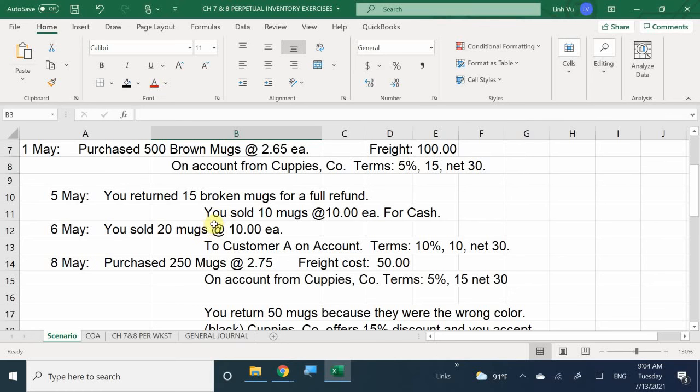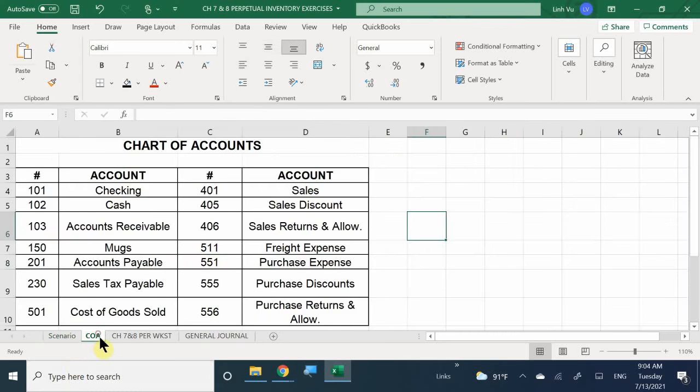Sold 20 mugs for $10 each, which would be $200. To whom? To customer A. And we gave customer A some terms. So here we sold to customer A on account. Let's take a look at my chart of accounts real quick.